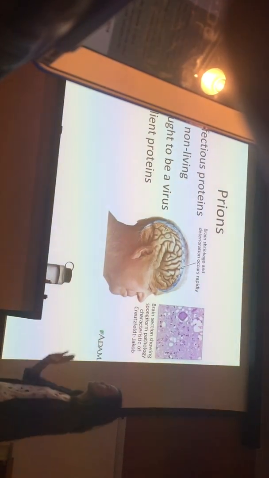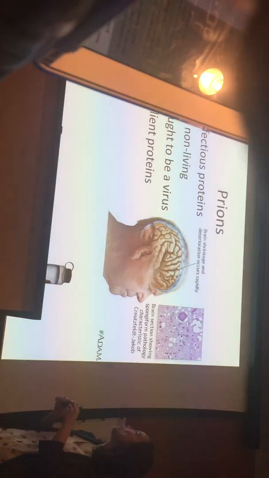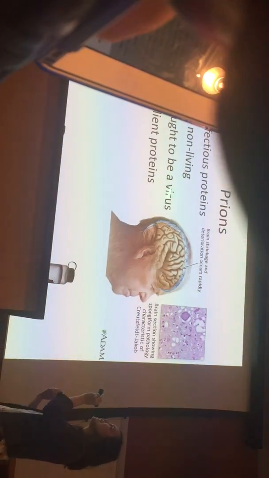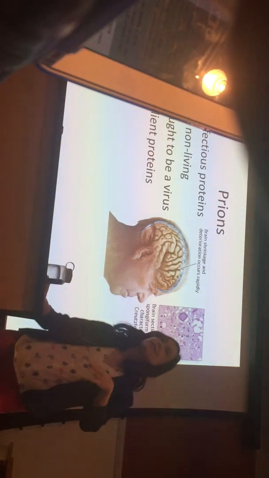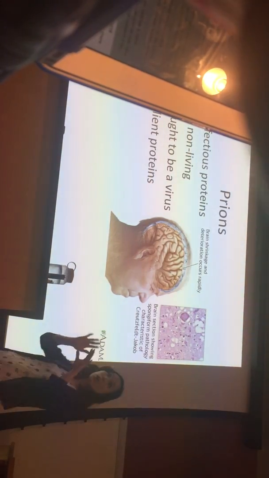So prions are infectious proteins. They're not even made of cells. And what makes them really interesting is for the longest time, people thought that they were viruses. They were like, prions have to be viruses. And then we realized that we had it all wrong, and they're actually not viruses. They're just made of protein.